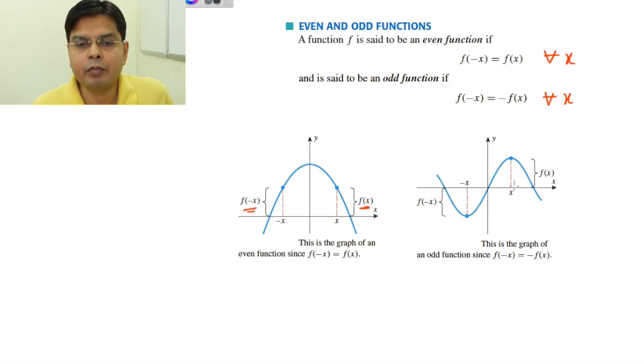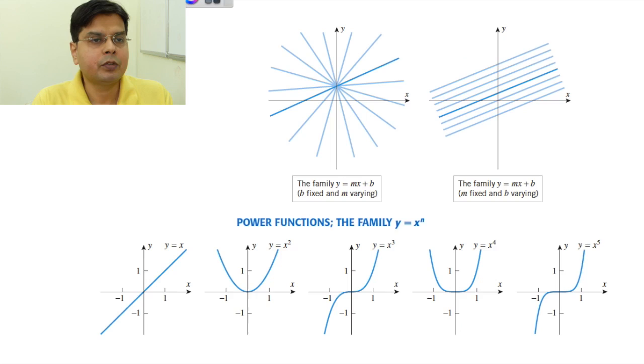This is a graph of an odd function. You see, this is x, so f of minus x is equal to minus f of x, so this will go down. So this is symmetric with respect to the origin. Whatever f of x was here, it will be here but in the downward direction. So this graph is symmetric with respect to the origin.